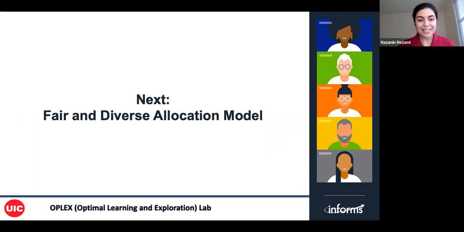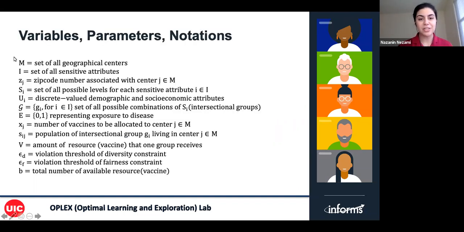All right, so let's get to our fair and diverse allocation models. This is just mathematical notation. I'm going to go through some of them really quick. For example, Z_j stands for the zip code number associated with center j, and we define the set of all sensitive attributes as I. So this could be race, age, gender, etc. And we formed our demographic group G_i by considering different sensitive attributes and their different levels. For example, G_1 can stand for Black African American, women, and low income.